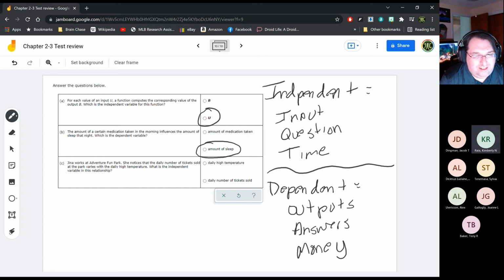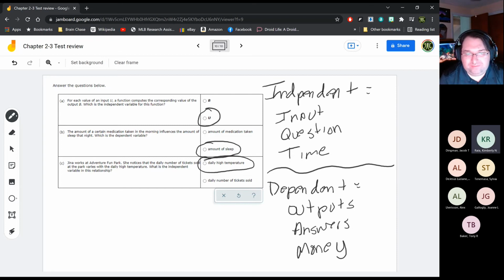So in this case, she knows the temperature. Right. So the number of tickets sold depends on the temperature. Correct. The number of tickets sold depends on the temperature. So in this case, the independent variable is the daily high temperature, because that's what the tickets sold depend on.